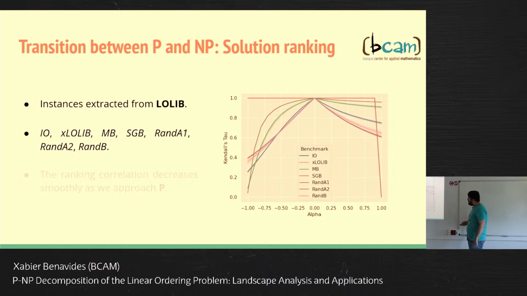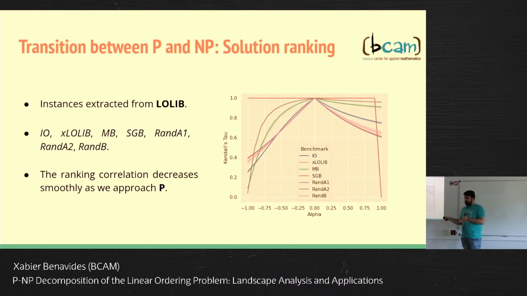And the second thing that we can see here is that the ranking correlation decreases pretty smoothly as we approach the P component of the problem. Again, with the only exception of the SGB benchmark. So this should mean that as we increase the value of alpha, instances with similar alphas should have similar rankings of solutions.